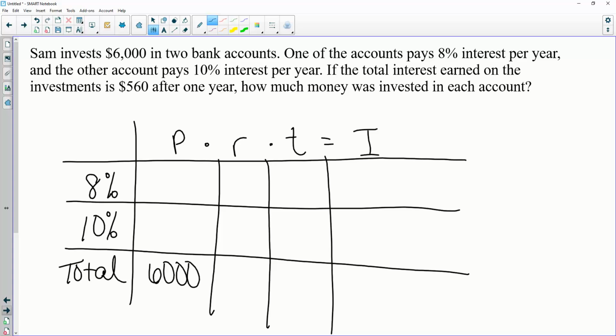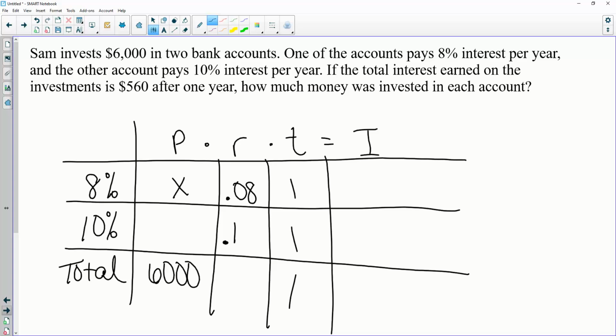One of the accounts pays 8% interest. So do I know how much I put in there? So we would call that X. And the rate is? Per year, so time is 1. Okay? The next account pays 10% interest per year. So the rate is 0.1 or 0.10, either way.